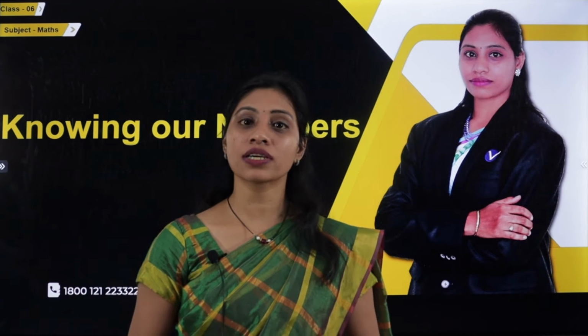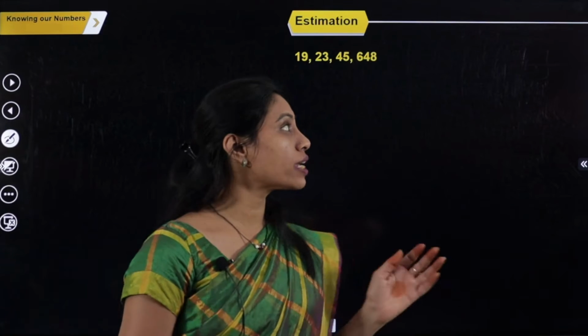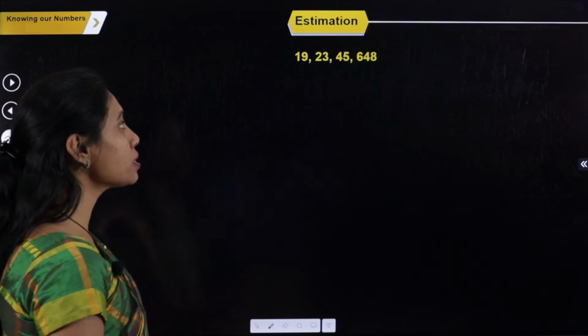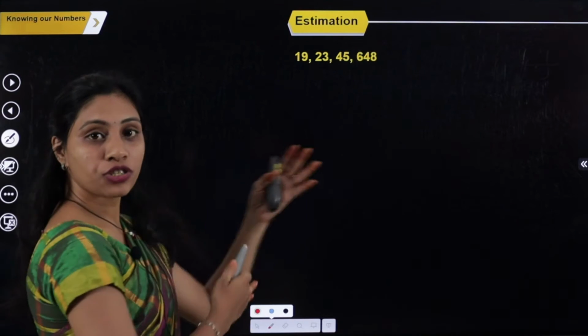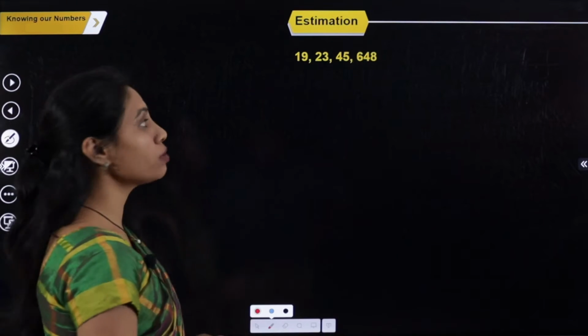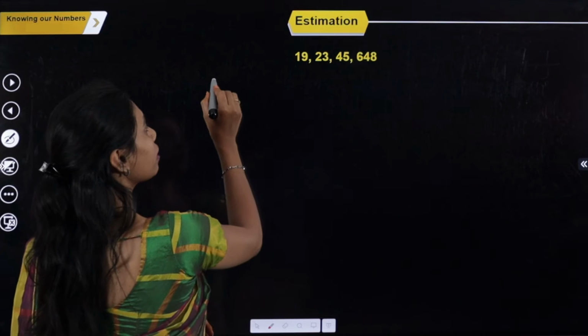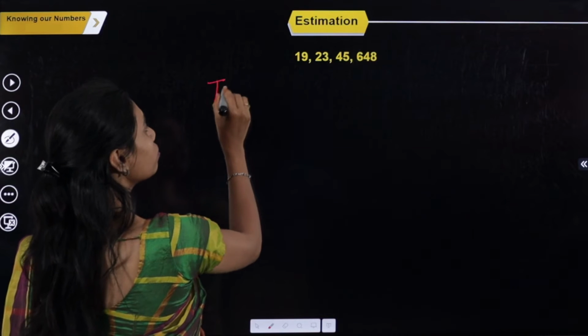Hello dear students, in our previous session we have learned how to solve word problems using arithmetic operators. In today's class we are going to learn about estimation. So here you can see a number. Let us see how the number changes according to the estimation place. So first I am doing the estimation nearest to tens.